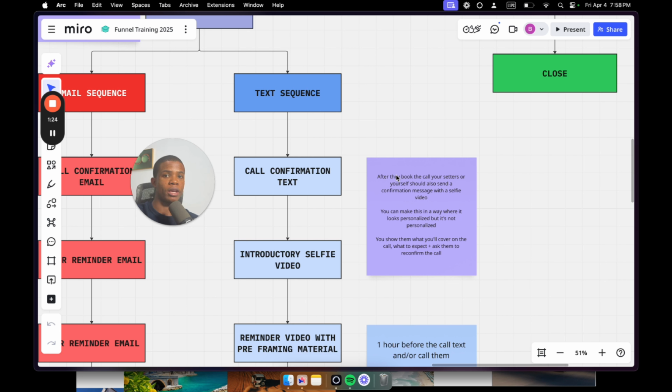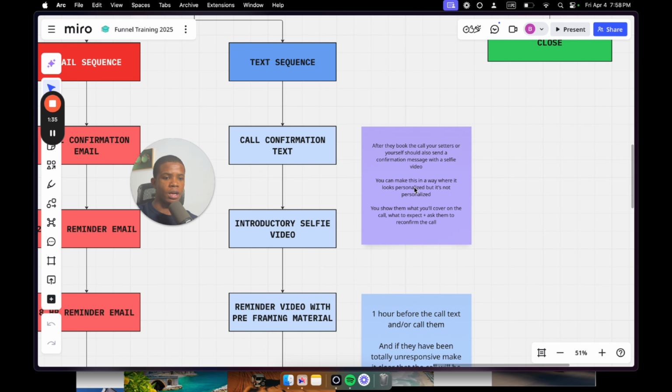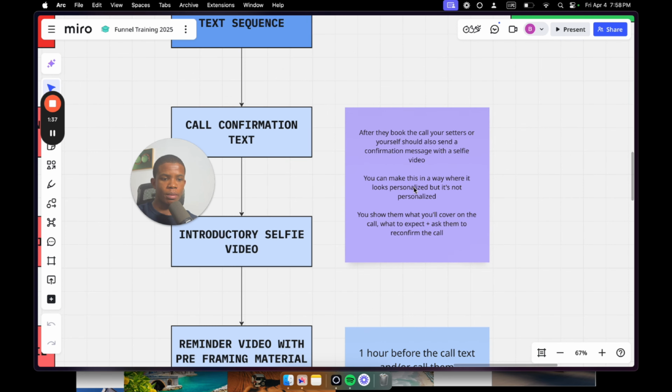This is something we've implemented at the moment. We make the selfie video look personalized, but it's not personalized, and there's a way that we do this. You can show them what you cover on a call, what to expect. So I usually go something like, hey, this is Brilliance. I just want to put a face to the name and walk you through some of the stuff that we have for our call by 11 a.m.